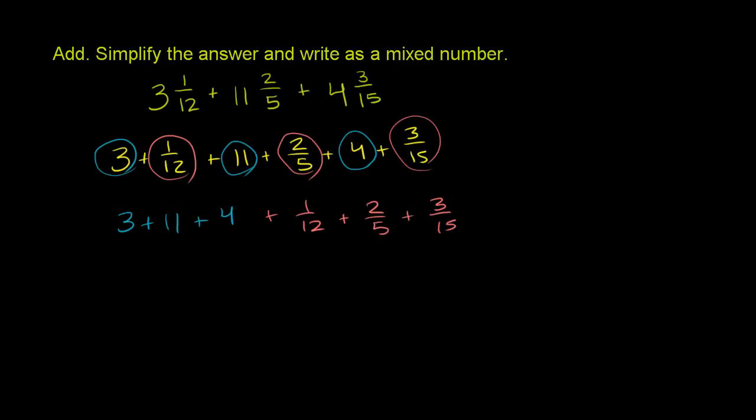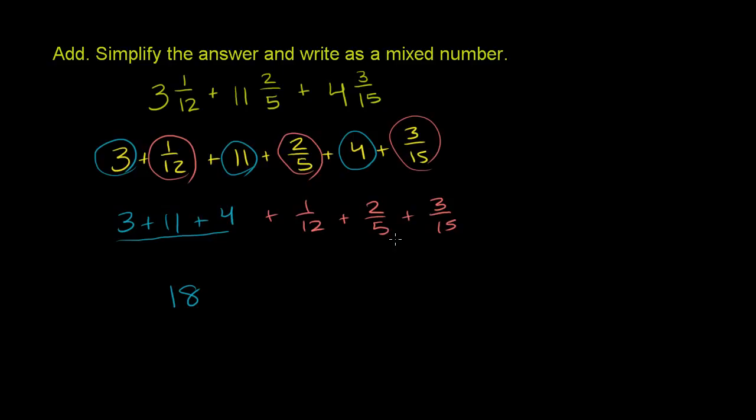Now the blue part's pretty straightforward. We're just adding numbers. 3 plus 11 is 14, plus 4 is 18. So that part right there is just 18. This will be a little bit trickier, because we know that when we add fractions, we have to have the same denominator. And now we have to make all three of these have the same denominator. And that denominator has to be the least common multiple of 12 and 5 and 15.